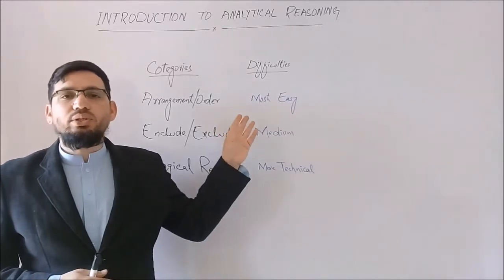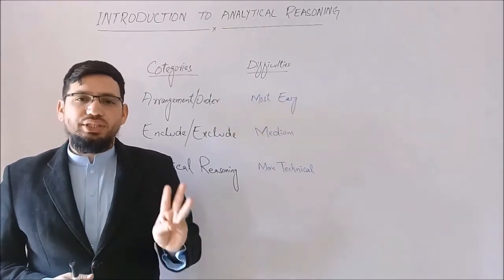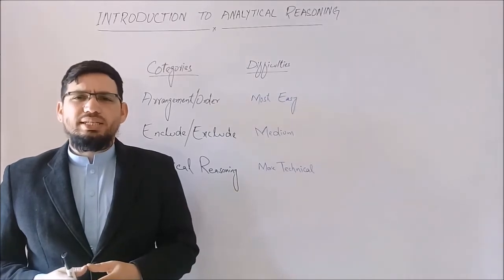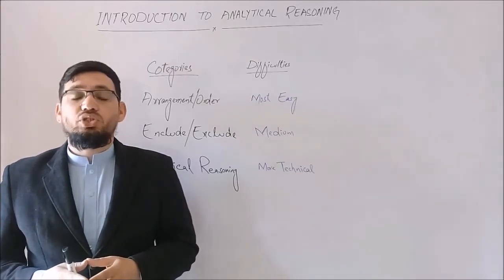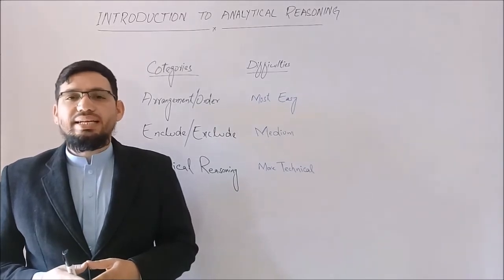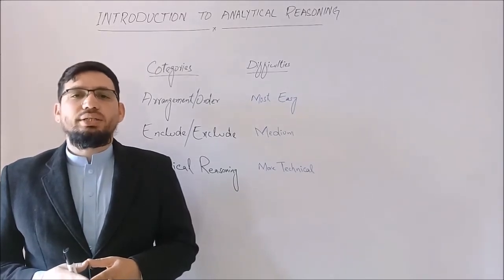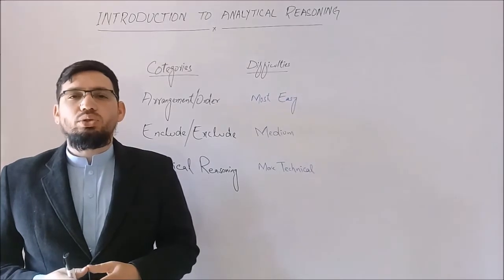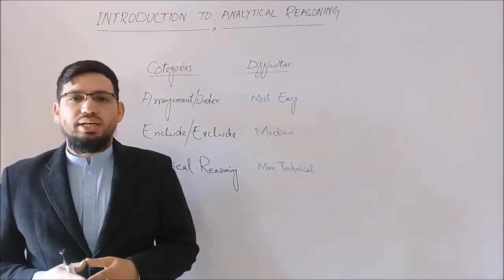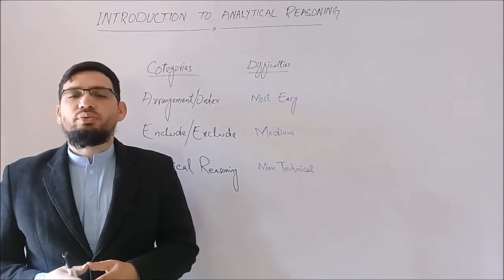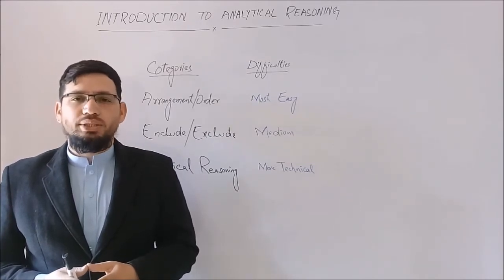The information given to us could be of three types. The first one is isolated information, in which we are just given the position of one individual. Let's say A is sitting on the third position and we don't know which person is on the right or the left side of A. This kind of information is called isolated information.